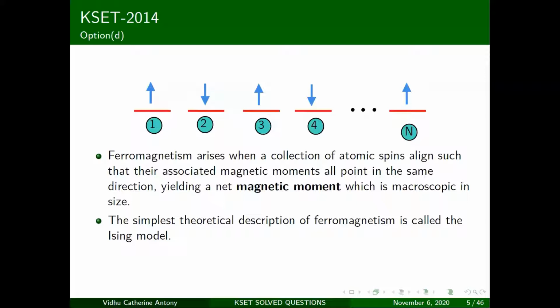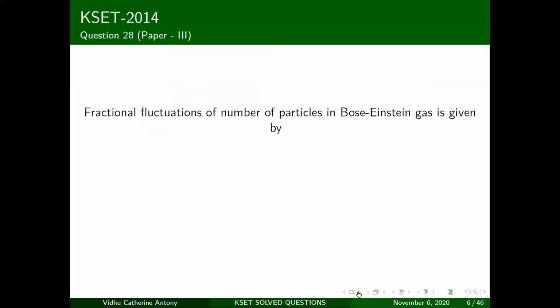But ferromagnetism has this particular property: you take this material, which is ferromagnetic but not a magnet, put it into a magnetic field and take it out of the field, and it becomes a magnet. I will be discussing this in more detail today. Now, the simplest theoretical description of ferromagnetism is called the Ising model. I cannot describe the Ising model entirely, but I will tell you that the Ising model is related to how you can understand ferromagnetism. So let's move on to the next question.